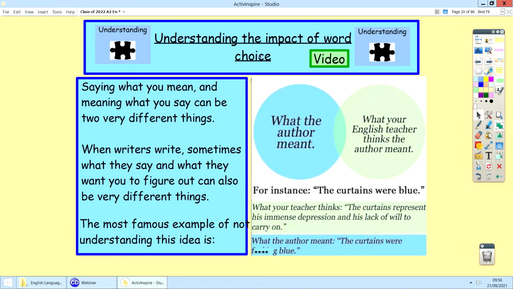So, understanding the choice of word, the impact of word choices. This is the video where I didn't use the film icon, and I will link this down below. So check the description bar for this.